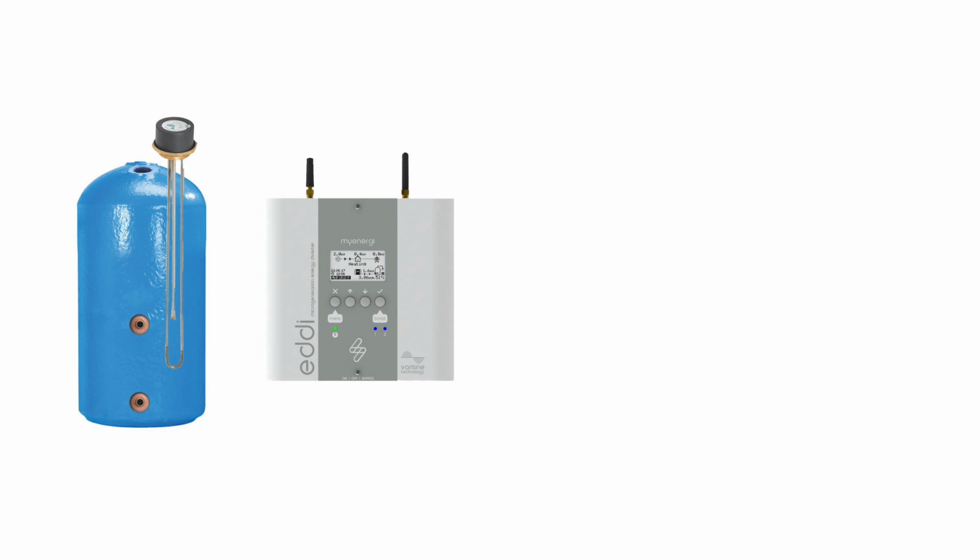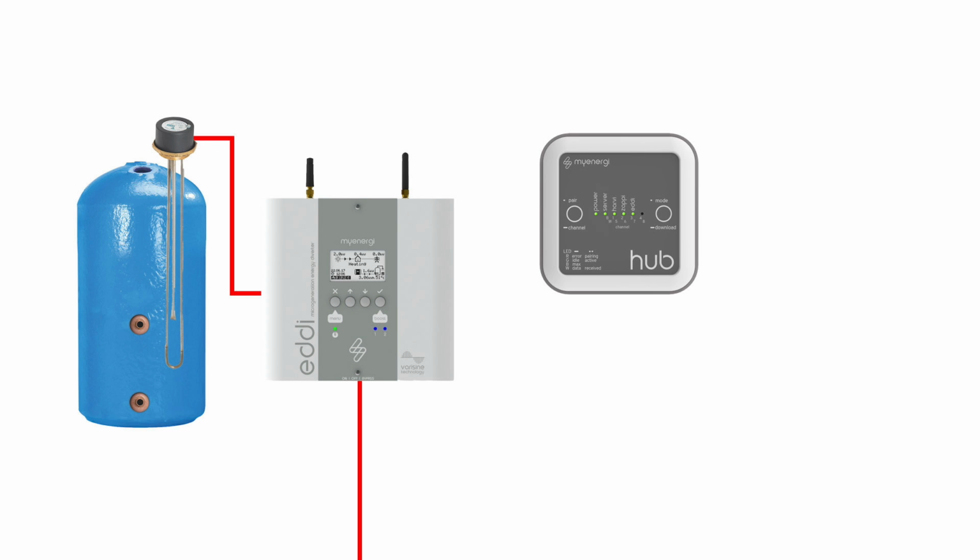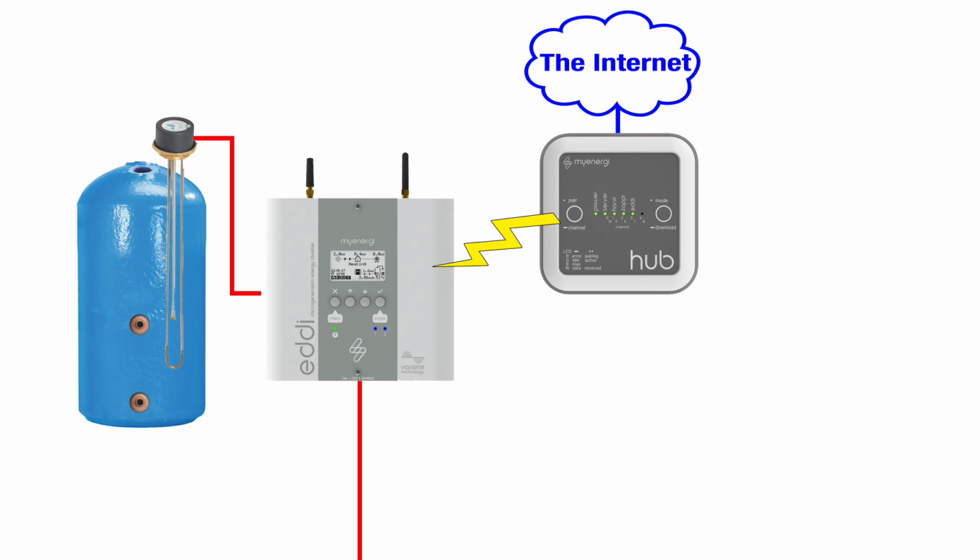The installation is quite simple. Eddi sits near your hot water tank, your immersion heater element wires directly into Eddi, and the power supply for your immersion heater instead powers Eddi. I then have a hub in my garage that's hardwired to my network.